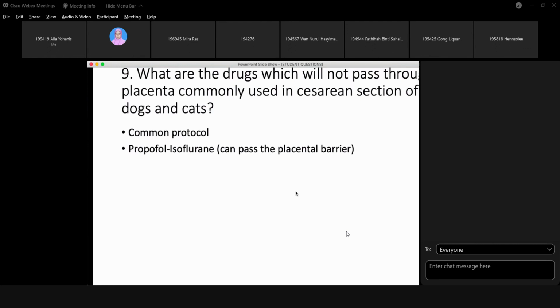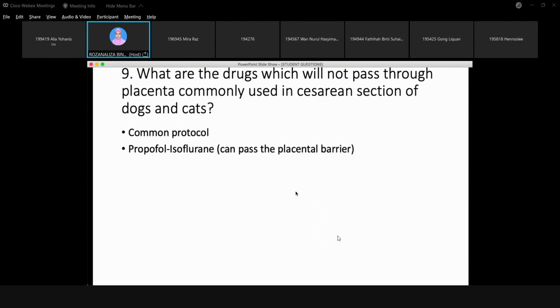What are the drugs which will not pass through the placenta commonly used in cesarean sections of dogs and cats? Okay, so this part I have requested anesthetist Dr. Ubek to come up with a more complete answer. But just briefly, I think all drugs will pass the placental barrier because it's blood. Even your isoflurane can cross the placental barrier. That is why in cesarean section, it has to be done quickly when the dam is down.